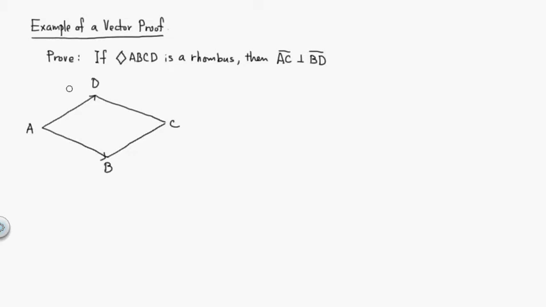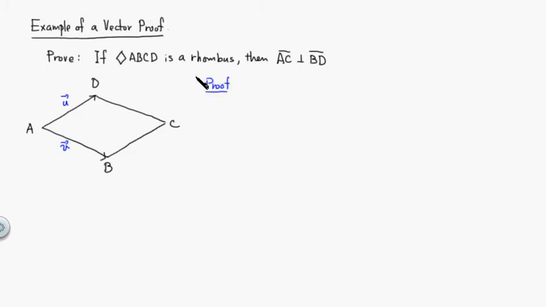All right, let's look at an example of a vector proof. Let's prove that if a parallelogram ABCD is a rhombus, then its diagonals are perpendicular. So you have a parallelogram ABCD, I should say rhombus, and I'm going to call vector AB vector V and vector AD vector U. Then, here's the proof.